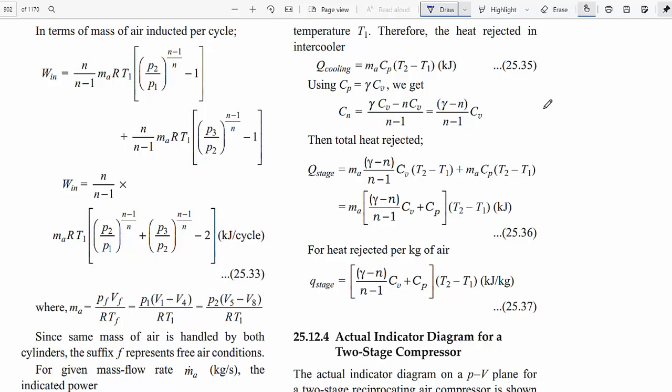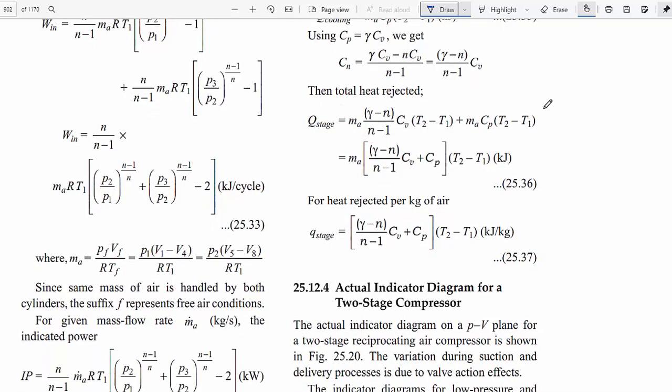Then we get the work input equal to n by n minus 1 into m_a R T1, times the bracket of (P2 by P1) to the power (n minus 1) by n plus (P3 by P2) to the power (n minus 1) by n, minus 1, minus 1 added, then minus 2. Okay, this is the exact formula for two-stage compression. If it is three-stage, another pressure ratio term is added and minus 3, and for four-stage minus 4. Likewise it increases.